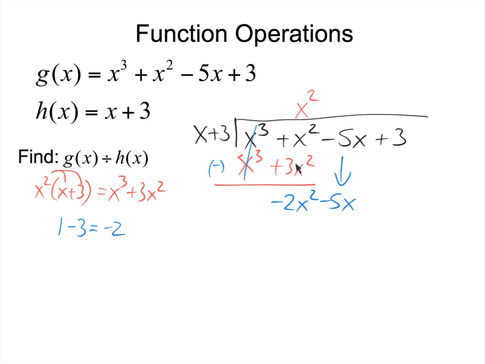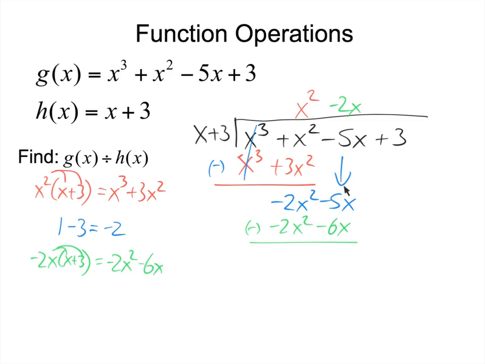So again, a lot of common mistakes are right here. So next, what times x gives you negative 2x squared? Well, isn't that going to be negative 2x? So negative 2x times x plus 3. We're going to distribute that. That becomes negative 2x squared minus 6x. So negative 2x squared minus 6x goes here. Again, what I did is I multiplied this times this, and I'm writing that underneath.